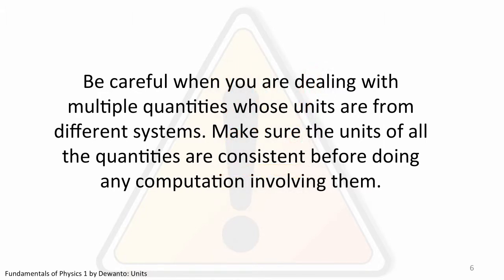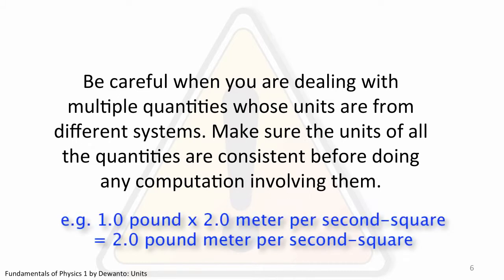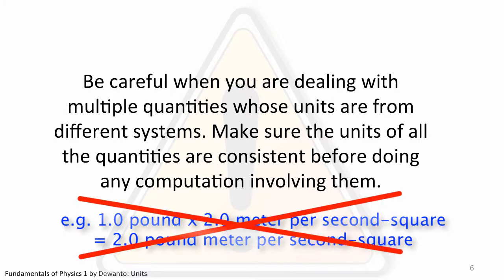What do I mean? Well, say in reference to the example we just went through, you are tasked to compute force. The mass is in pound, but the acceleration is in meter per second square. You can of course just multiply the two numbers and end up with an answer in pound meter per second square. But I strongly do not recommend you to do so. Strongly do not perform calculation in mixed unit systems.